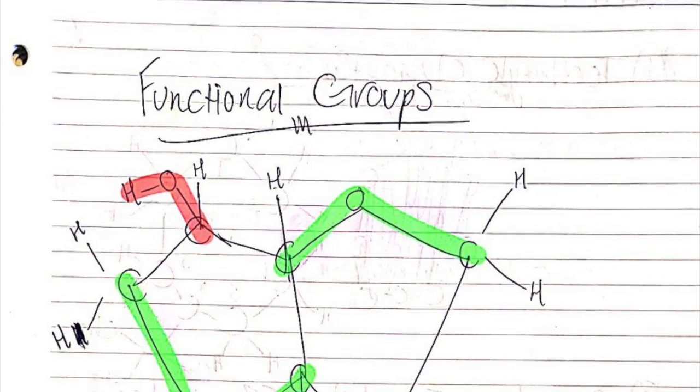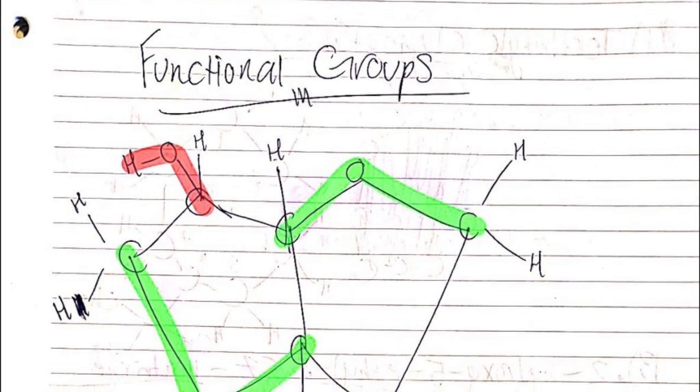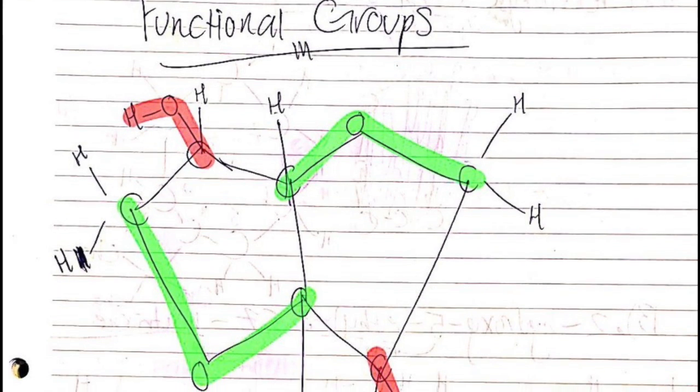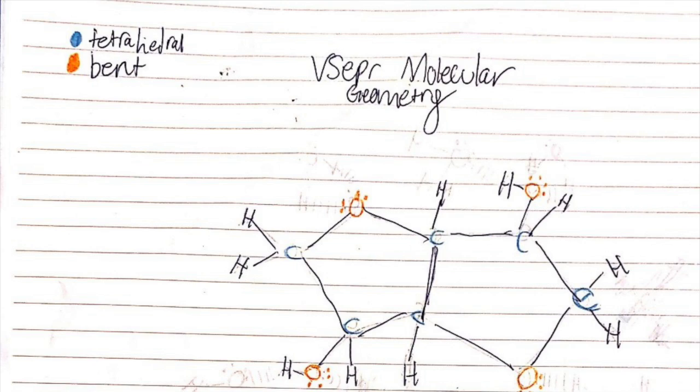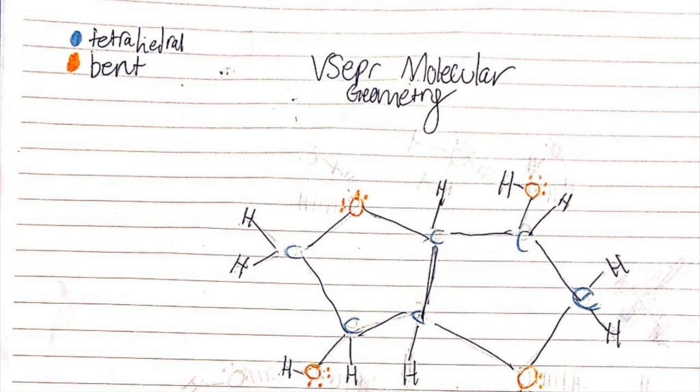shortness of breath. Two functional groups can be seen within an isosorbide structure, the ethers in green and the alcohol in red. Isosorbide also holds two VSEPR angles.